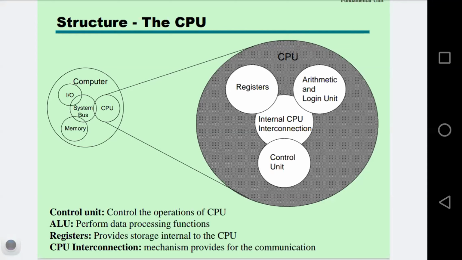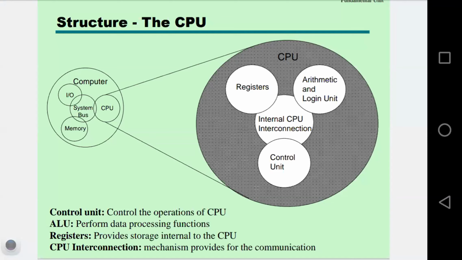And what is the function of a control unit? The control unit controls the operations of the CPU. Yesterday we discussed that the control unit is required to control the different operations of the computer. How actually your data can move from the input device to the processor, and after processing it will be displayed on the monitor. We have to control all these operations. So this is the job of the control unit, to control the operations of the CPU.